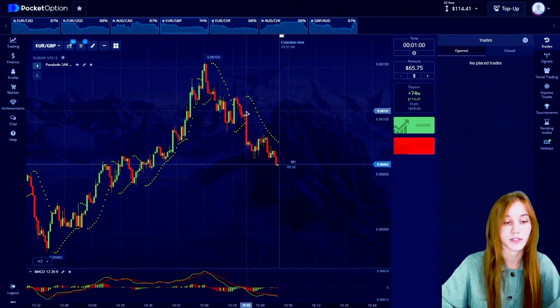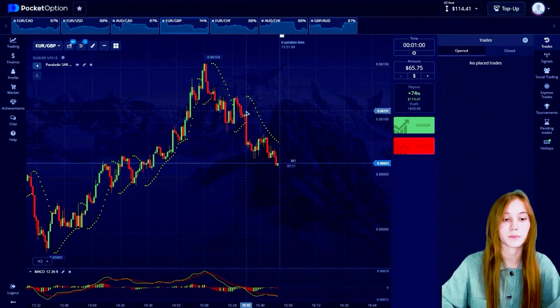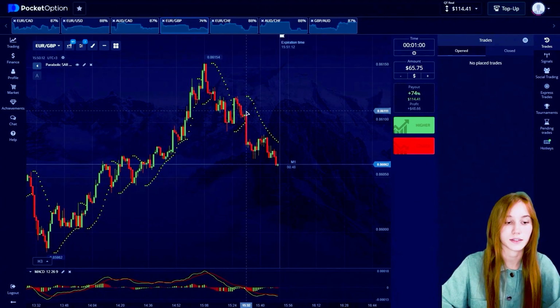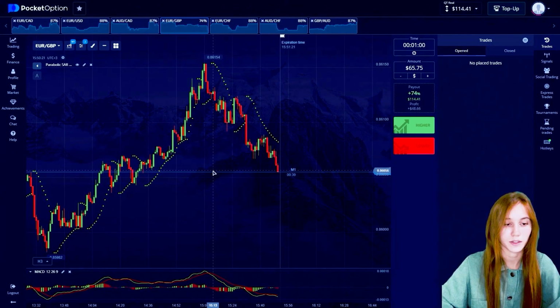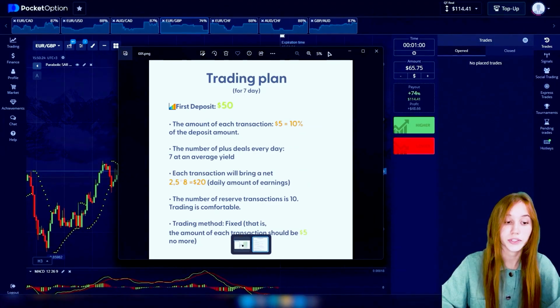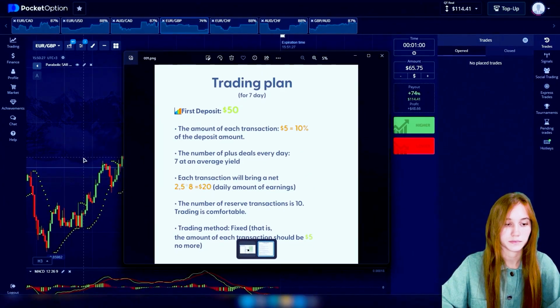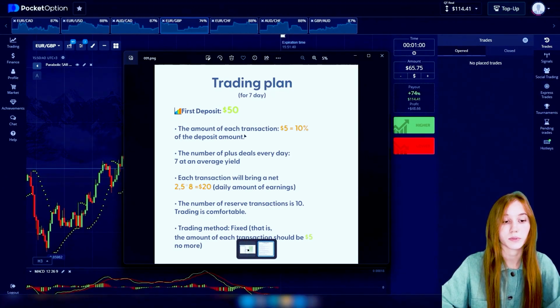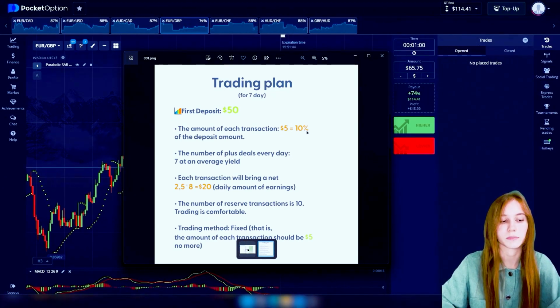Let's summarize it. First, we multiplied our balance by 11 times. It's very important to increase our balance. I'll show you this strategy, a small strategy. You see this, it's a parameters table for you. It's a plan for 7 days with $50 as our starting deposit. The amount of each deal is $5. It's 10% of the total deposit amount.